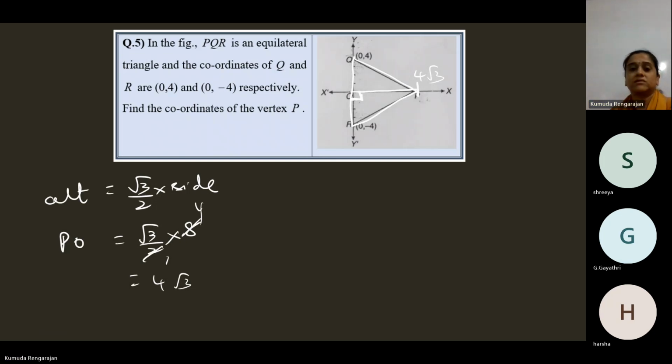Okay. So we'll do these two sums in the next class so that we understand the skill better and can retain it for good. All right, children. So that's it for today's session.